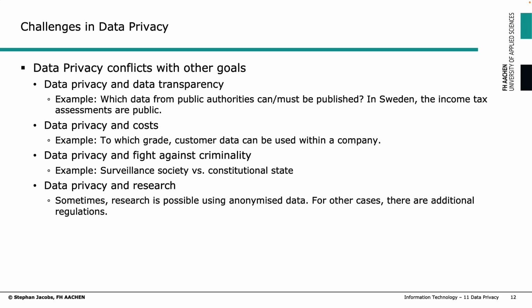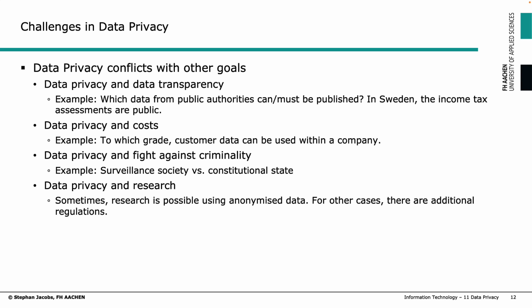Or take data privacy and costs. As you could see, the documentation of all these activities having to do with personal data requires many resources. So data privacy and costs are in a conflict. Moreover, if you take the costs, or the profit which could be made by using personal information for marketing, then there is another conflict.